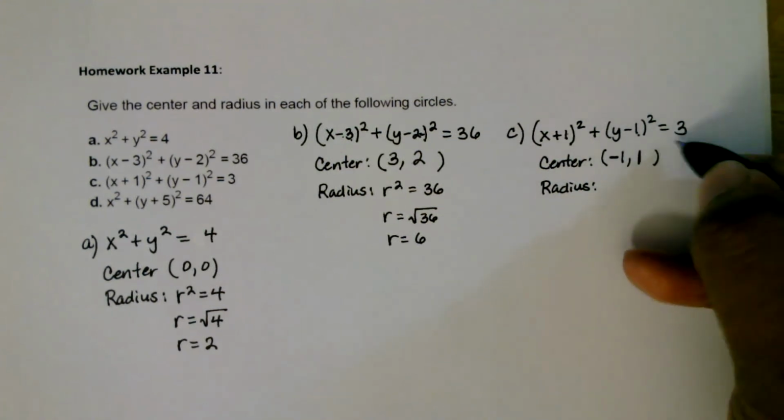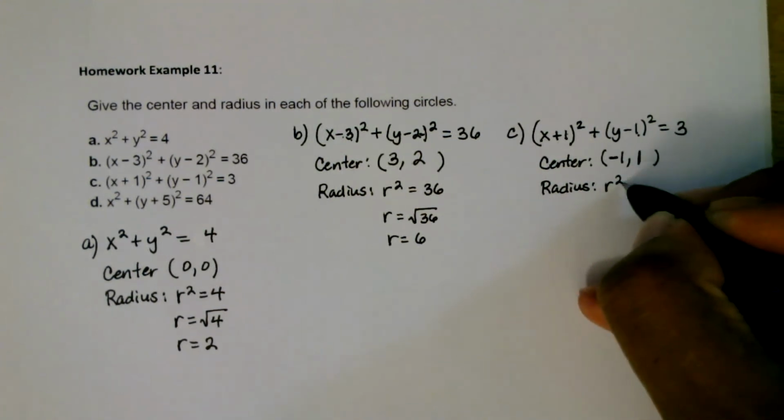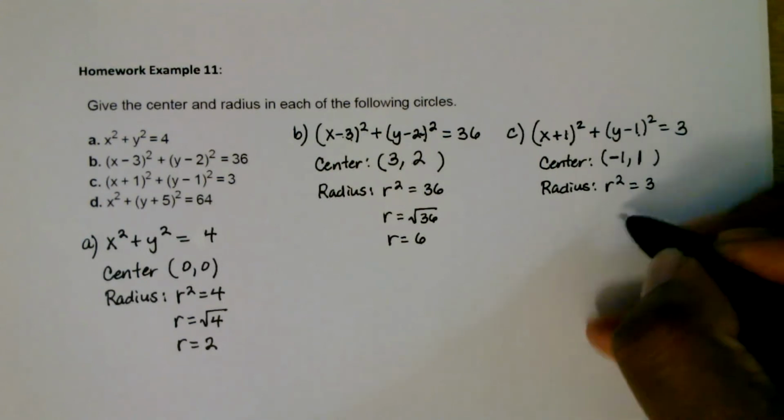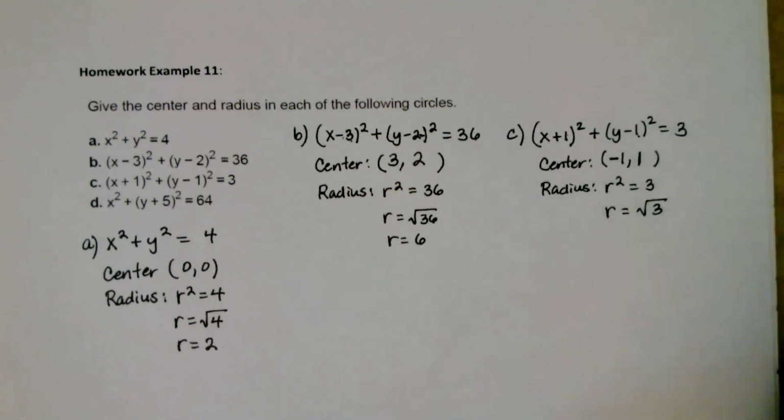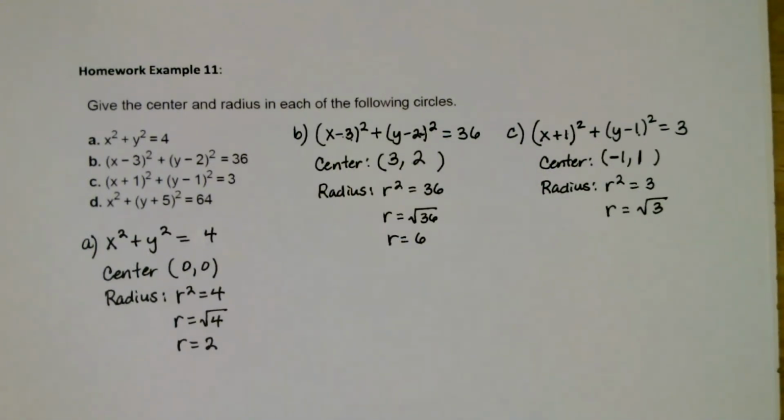Now for the radius, that 3 represents r squared. So r squared is equal to 3. And to get r by itself, you take the square root of that. So it'd be the square root of 3. And we'll just leave it as that. So the center of that circle will be at -1, 1. The radius of the circle is the square root of 3.